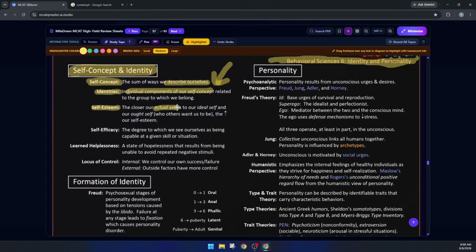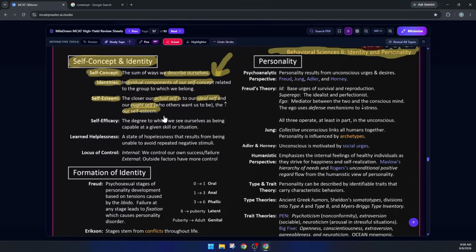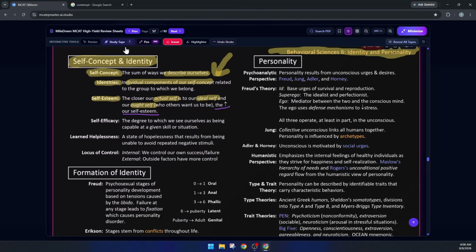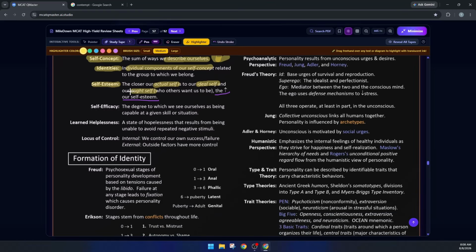Self-esteem is higher the closer our actual self is to our ideal self and ought self. Our actual self is literally who we are in reality. Ideal self is who we want ourselves to be, and our ought self is who others want us to be. I'm not too sure what it's saying here about increasing our self-esteem. The note here isn't that great, to be honest. You can always Google that, but I don't think that's that important, right? Let me see what else we have here.